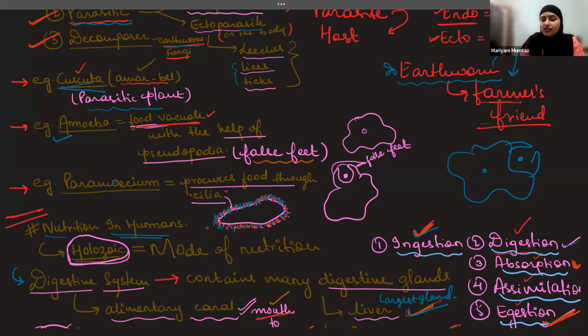Now coming to the next organism, there is amoeba. Amoeba is an organism that forms a food vacuole.